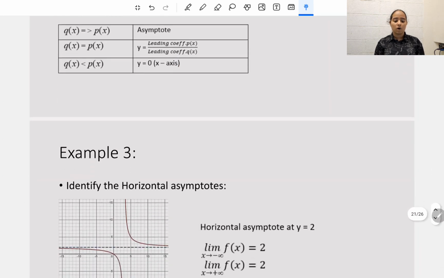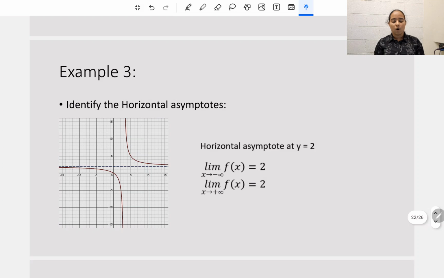Let's look at an example for a better understanding. Identify the horizontal asymptote. By looking at the graph, we can easily identify the horizontal asymptote. We can see that the horizontal asymptote is at y equals 2. We can determine this by looking at the behavior of the function. As can be observed, when the function goes to negative infinity, it gets infinitely closer to y equals 2. Whereas when the function approaches positive infinity, it gets infinitely closer to y equals 2. Therefore, y equals 2 is a horizontal asymptote.